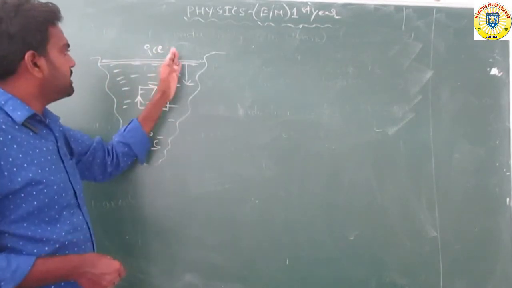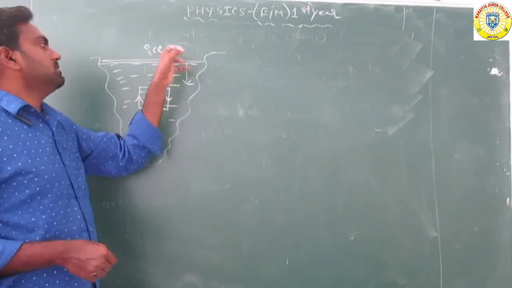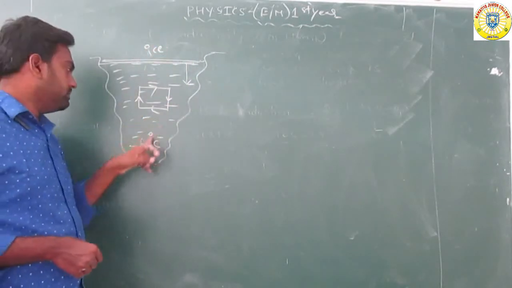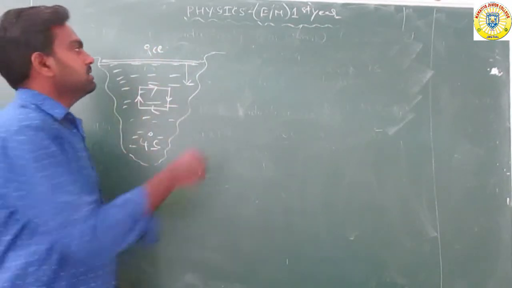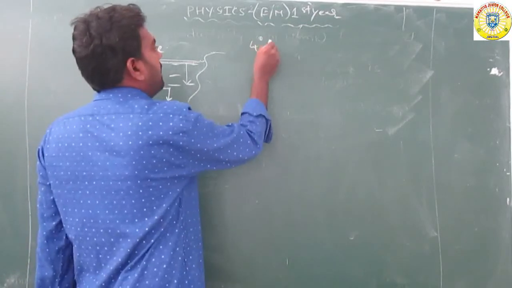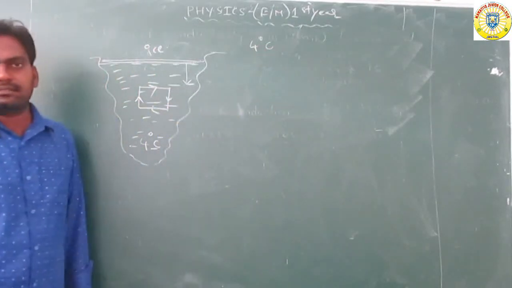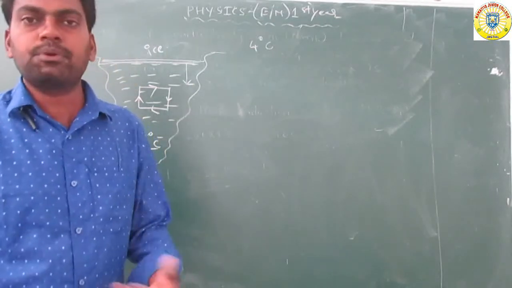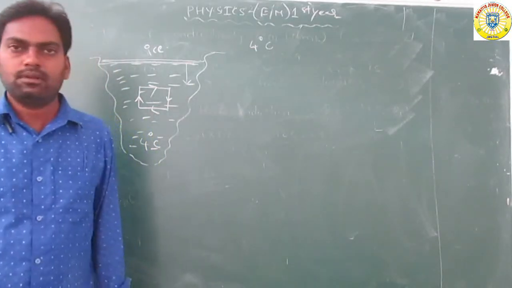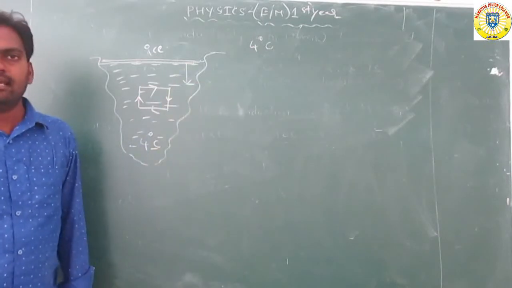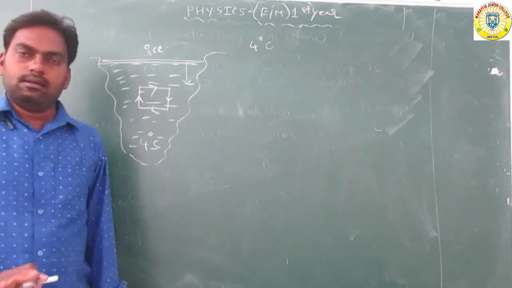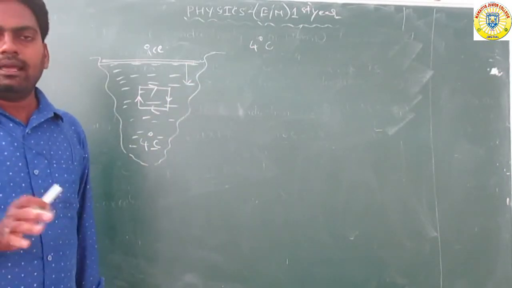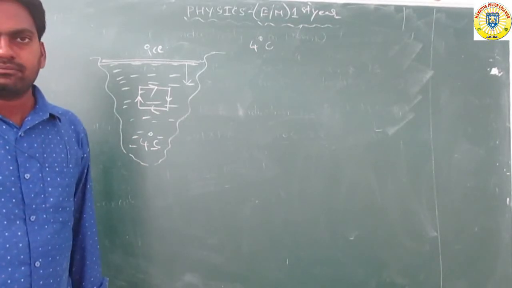Okay, so the process is: the weather cools, so the water cools and sinks down, and this continues until there is 4 degrees C at the bottom of the lakes. This process continues up to 4 degrees C, maintaining the 4 degrees C temperature at the bottom of rivers or lakes.